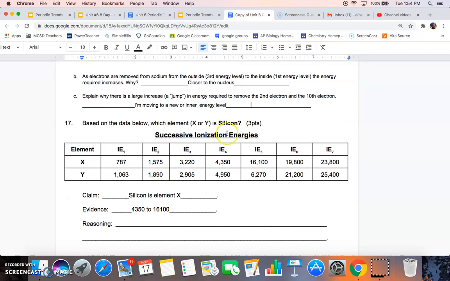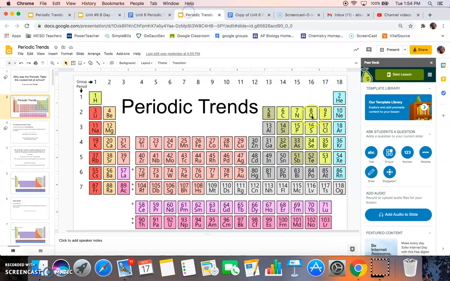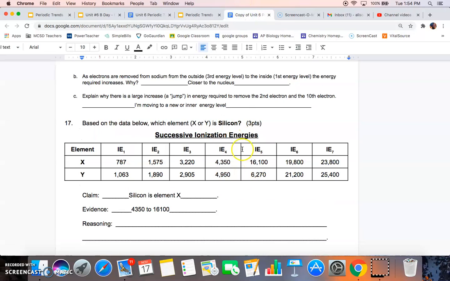I need to figure out how many valence electrons silicon has, and then see when that big jump is in my data. So silicon is right here, and it's in group number 14, which means it has 4 valence electrons. So that means I should be able to remove 4 electrons and then see a big jump when I get to the 5th. So if I look at element X, I see a little increase, little increase, a little increase, and then right after the 4th one, I have that big jump. So that kind of confirms what I need, right?